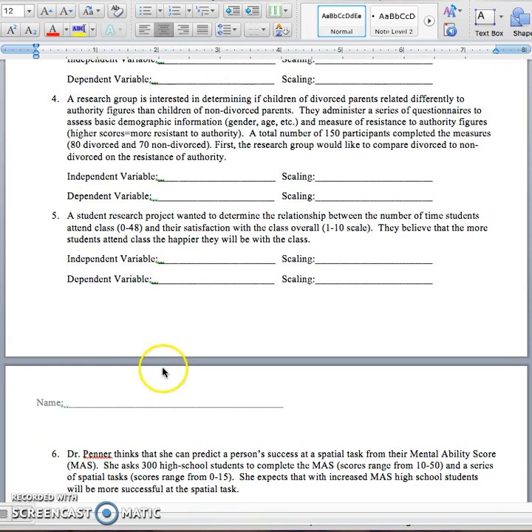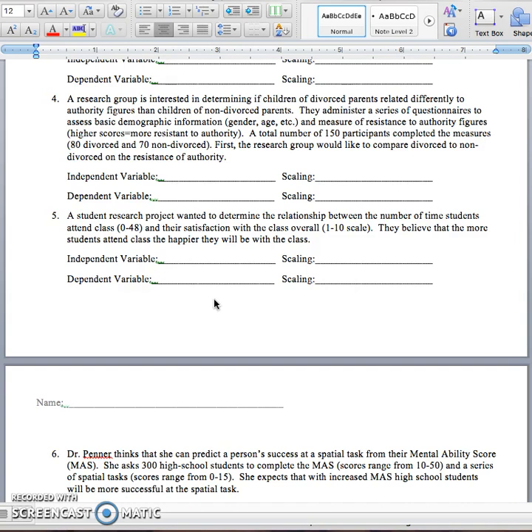Okay, let's do this simple one here. A student research project wanted to determine the relationship between the number of times students attend class, 0 to 48, and their satisfaction with the class overall. They believe that the more students attend class, the happier they will be with the class.